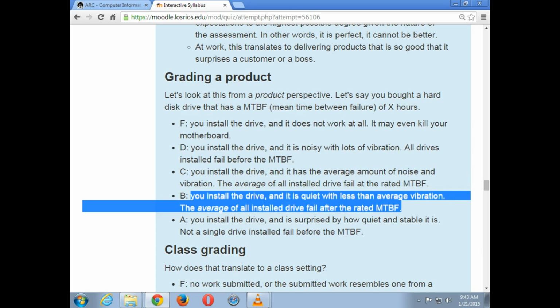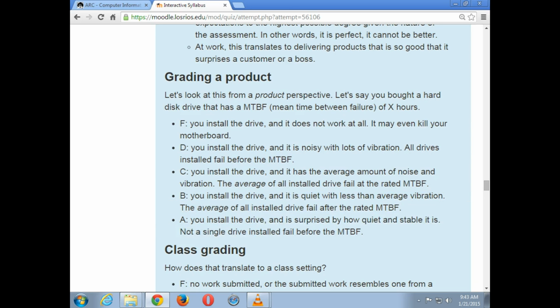A B means you install the drive, and you notice this drive seems to be a little bit more quiet than the average drive. And when you look at all the 50 drives that you install, the average is better than the rated MTBF. So it's better than average, but it didn't take you by surprise. You just kind of go, well, that's good.